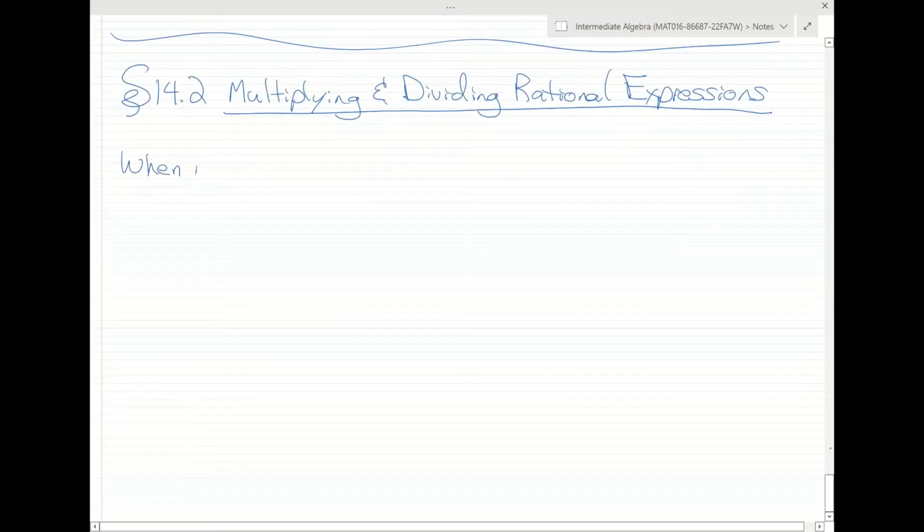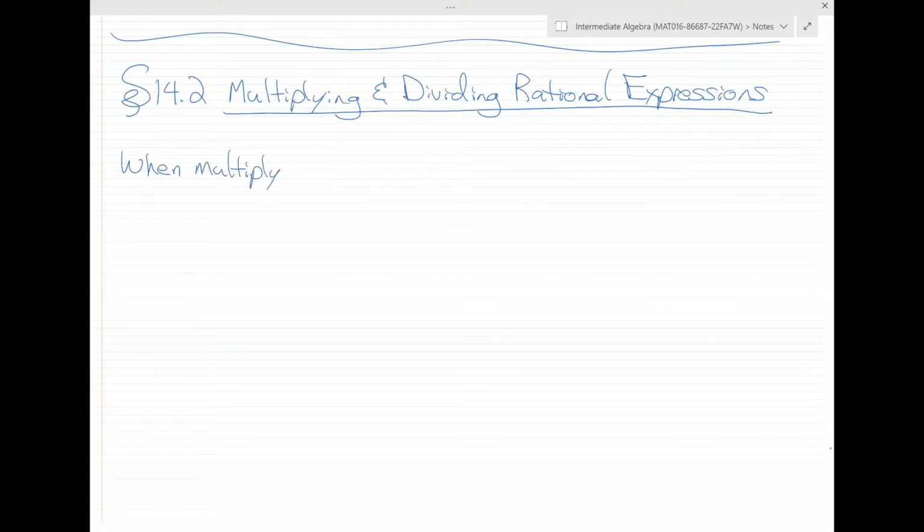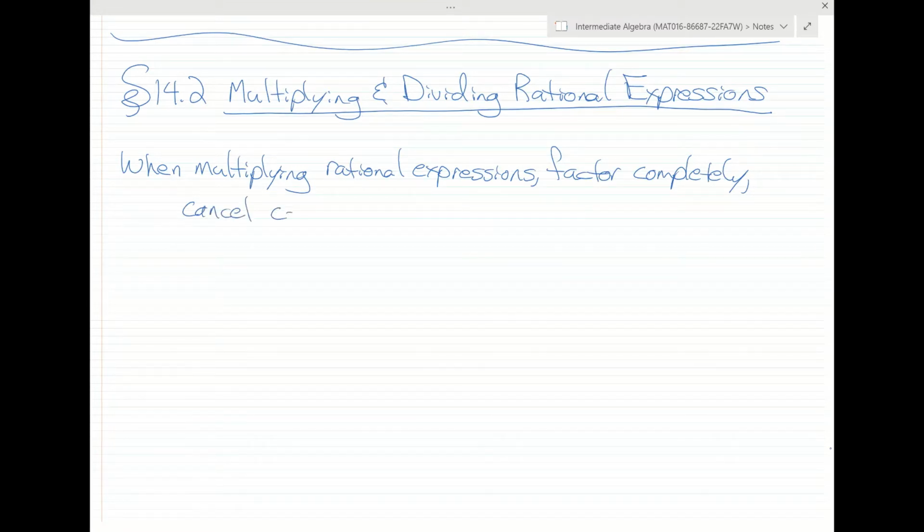So when multiplying rational expressions, we factor completely, cancel common factors in the numerator and denominator, and then multiply across.